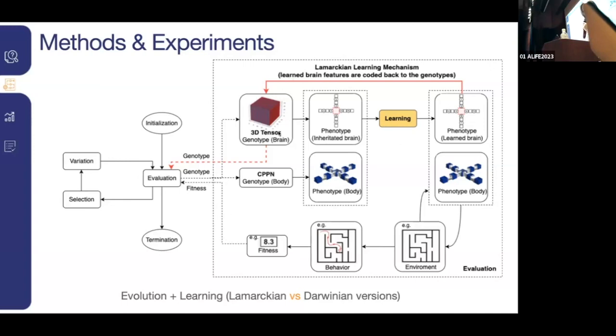The red lines show the Lamarckian learning mechanism, which allows the learned brain features to be coded back to the genotype and passed on to the next offspring. Without the red lines, it's the Darwinian learning mechanism.